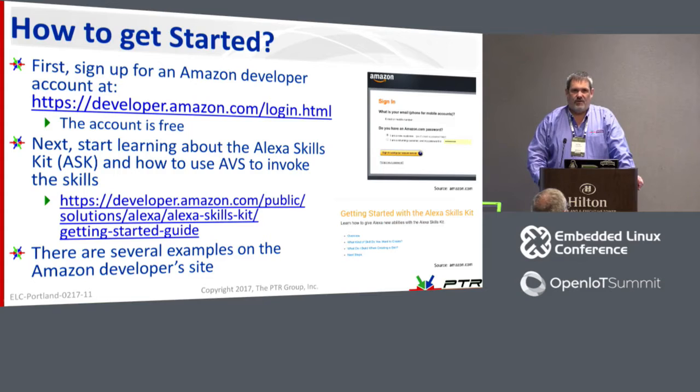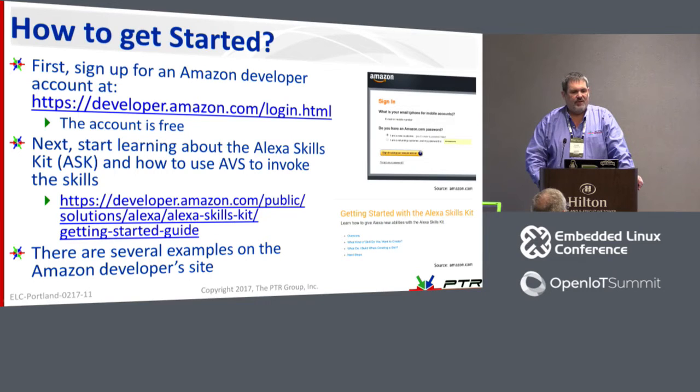In order to get started with this, you do have to register at Amazon.com as a developer. Now, registering at Amazon.com as a developer doesn't cost you anything. You're simply given a user ID and a password and your email address. And then the next thing you have to do is start learning about what Alexa skills are all about.